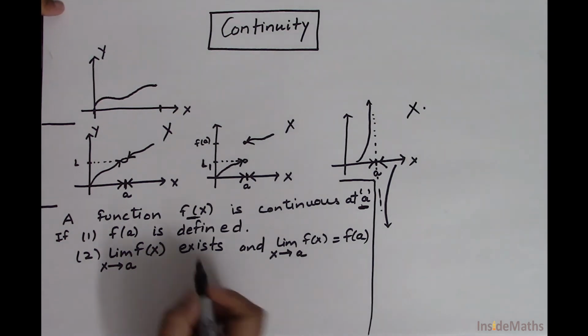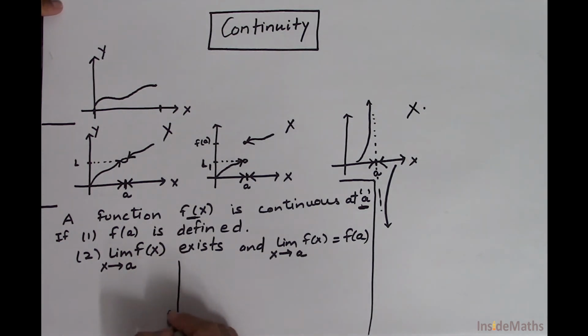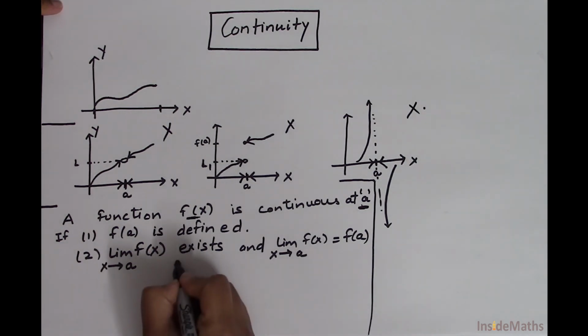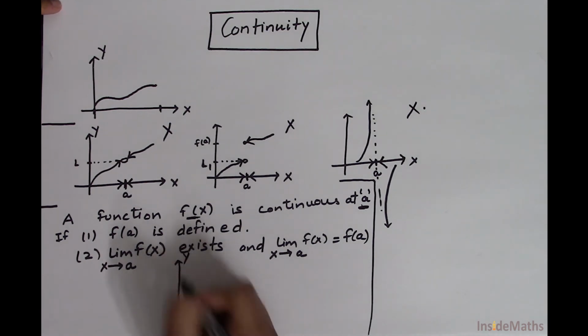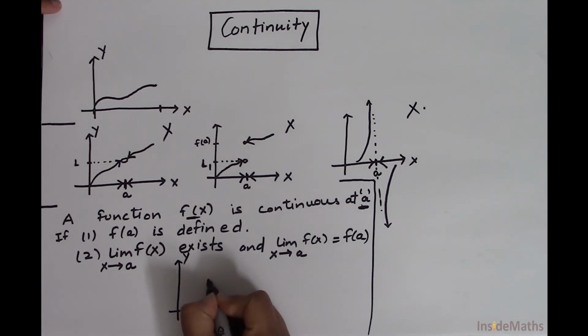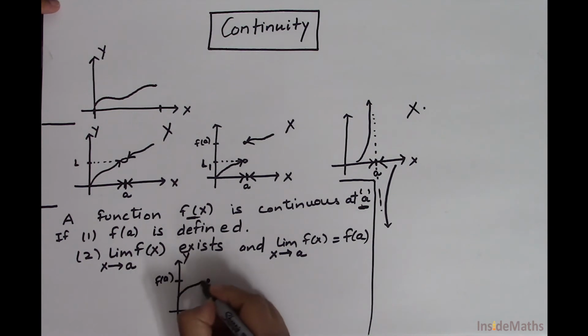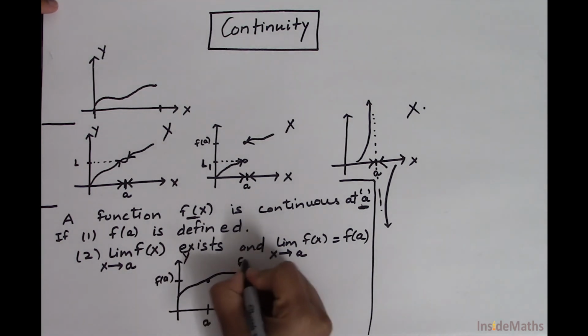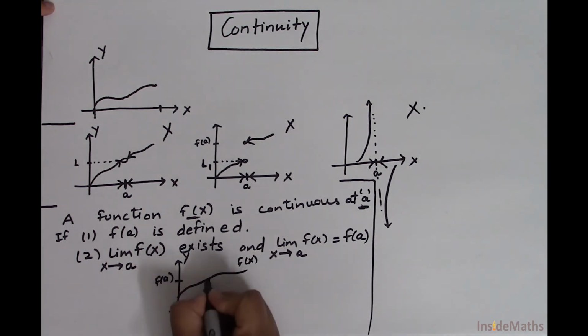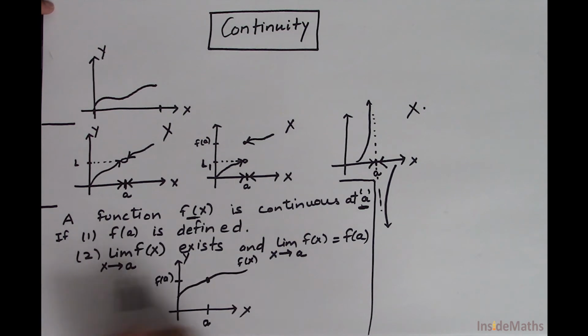Now I will draw a graph where a function is continuous. Let's say this is the x-axis, y-axis, at a point A. Now this is the point A, and let's say this is the point f of A, and this is the function f of x. Now if I see it graphically, this curve is continuous, but let's see by definition.